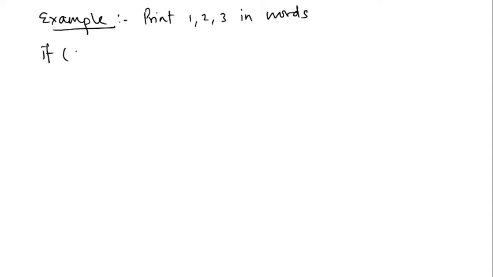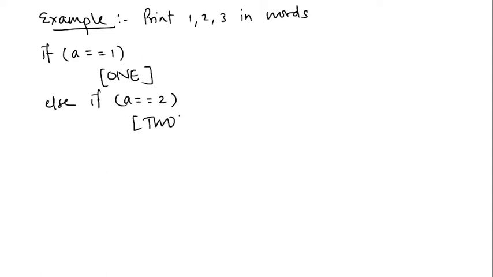Example, again a simple example. You have to print 1, 2, 3 in words. We are expected to get the input out of 1, 2 or 3 only. Suppose that input is taken in A. So if A is equal to 1, you're supposed to print 1. There'll be a printf or something here. If it is not, then you will check for 2 and you're going to print 2. Else, if it is not 2 also, then you'll check for 3 and you're going to print 3.